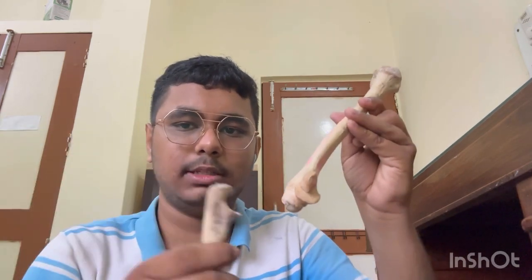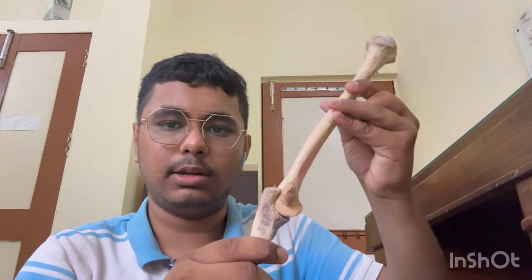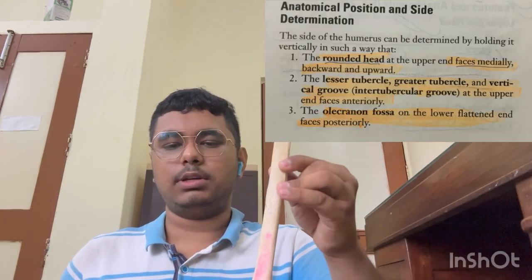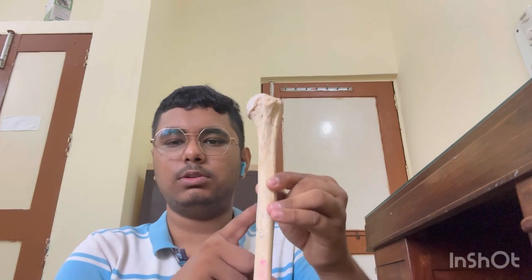This is the ulna. The ulna articulates with the humerus, and the olecranon process fits in the olecranon fossa. So this is the anatomical position of the left humerus. You can see this is the left humerus, and I am holding it with the left hand.